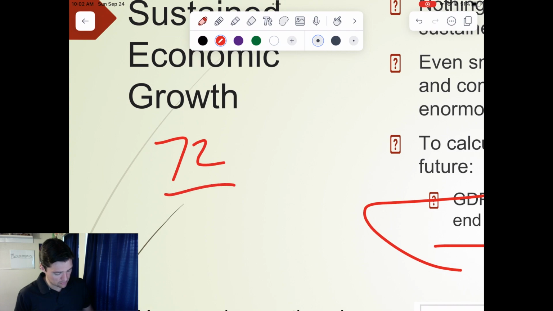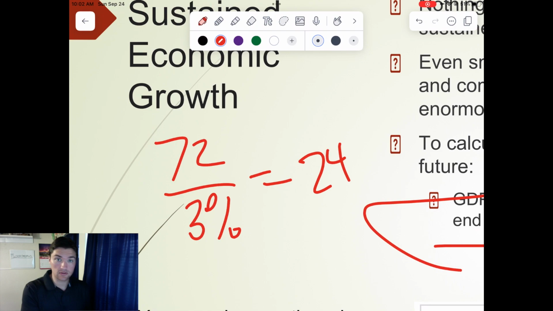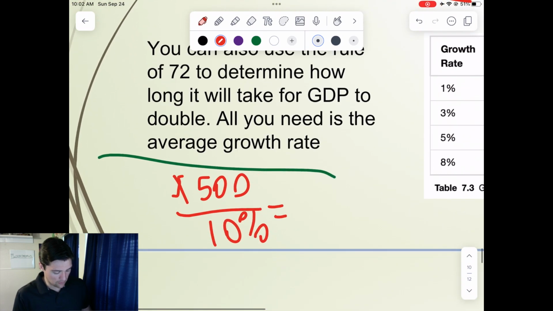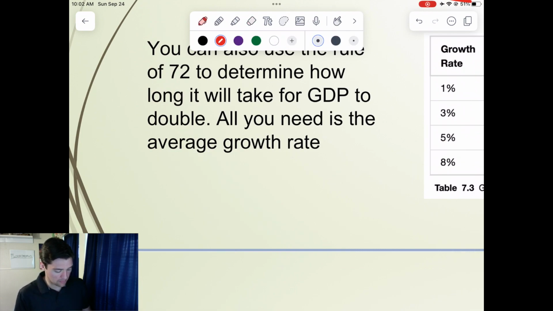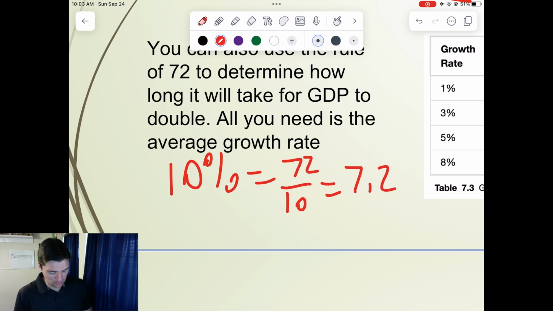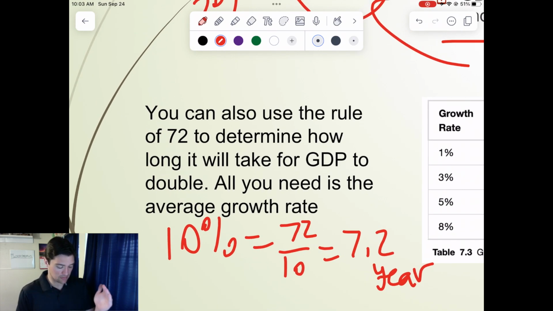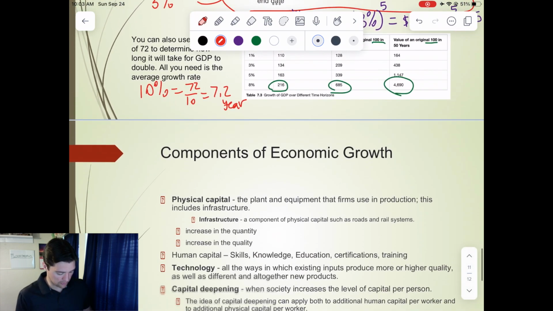What you do is 72 divided by the growth rate, and 24. Okay, so that's what you do. You take the 72 divided by the growth rate, and it'll take you that long to double. Okay, so 24 years to double at 3%. If you were making a bank account that made 10% interest, you would do 72 divided by 10. So that would double in 7.2 years. Okay, that's how long it would take to double there. Okay, so it just takes 72 divided by the growth rate, and then that'll tell you how long it takes to double. Just a little tool for you.